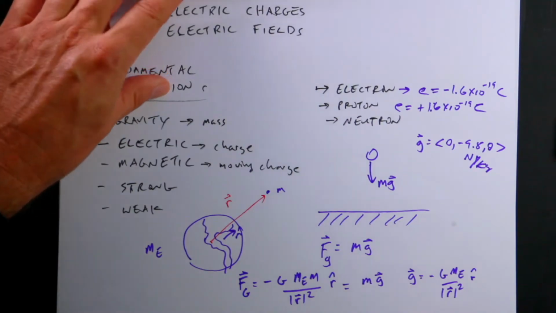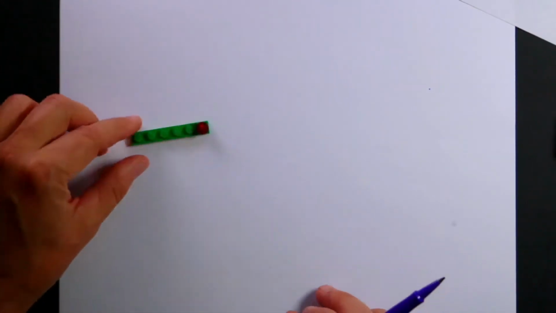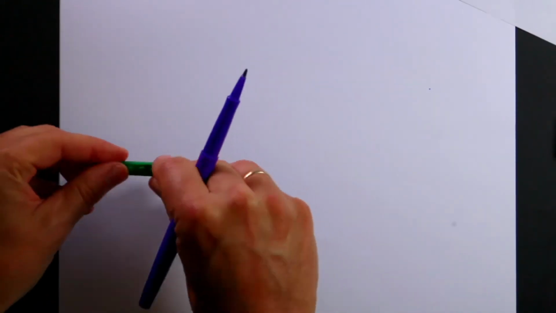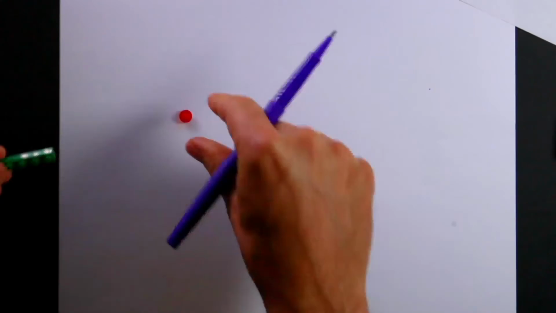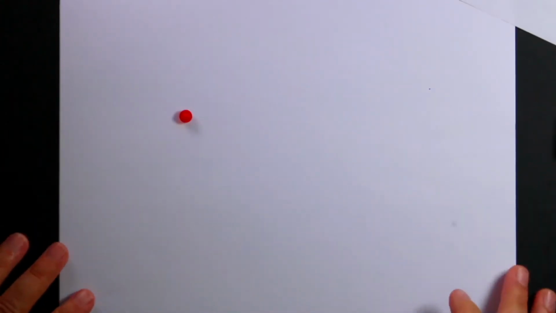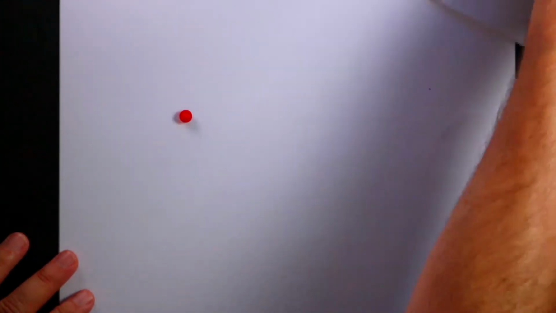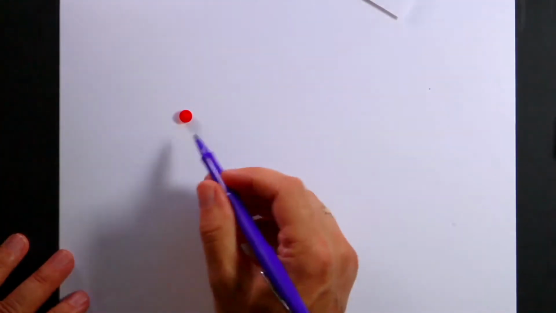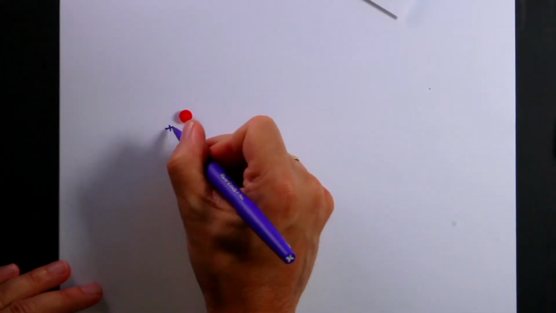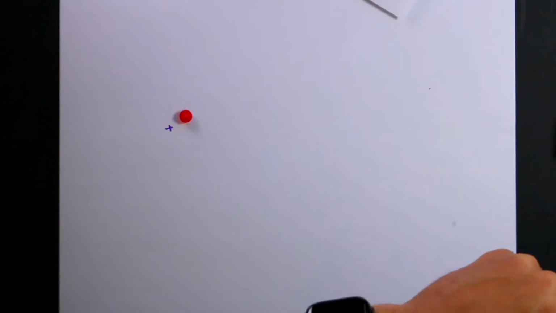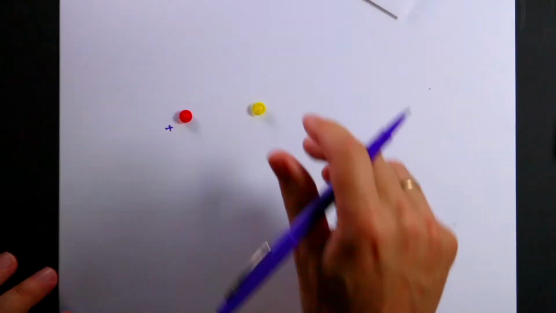Okay, so now let's go and look at an electric charge. Suppose here I have a charge. Let's just put it right here. I'm using this. That's my positive charge. It's a Lego piece. You like that? Well, I like it. And now I take another charge. So this is a positive charge. And this is another charge. This is a negative charge. Yellow.